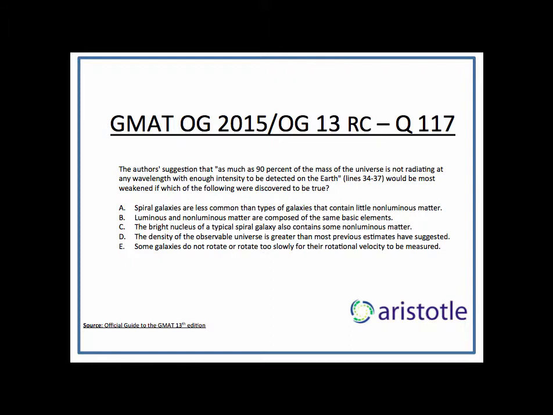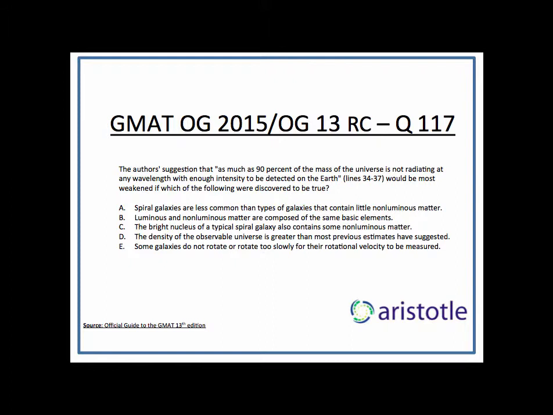Something which occurred to me after I read option A is that the entire passage is only studying spiral galaxies, but it is concluding for all kinds of galaxies. Spiral galaxies are not the only galaxies in the universe, which becomes clear once I read A, that there are other types of galaxies also, and they contain little non-luminous matter.